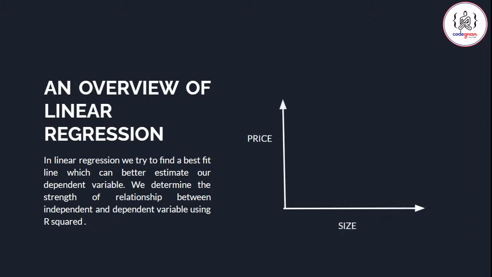So here I have the prices and size of the house, and these all are my data points. I have size and prices. Now here, based on the size of the house, I want to predict the price. So we try to find a best fit line. Let's say this red line is your best fit line. Now here, the difference between these points and this line should be as minimum as possible, right? So this is our linear regression.